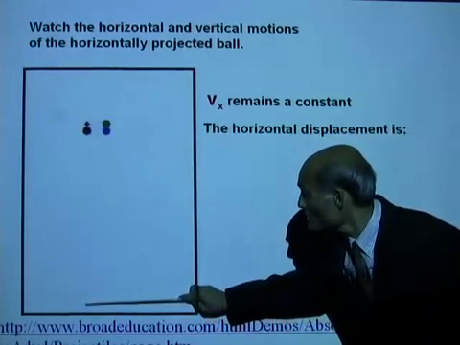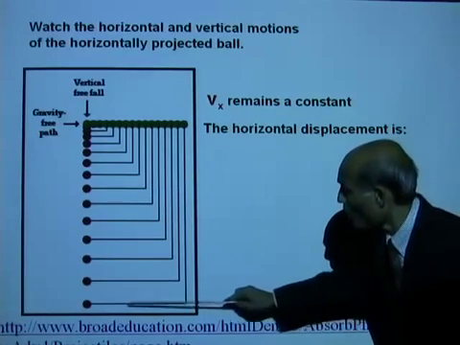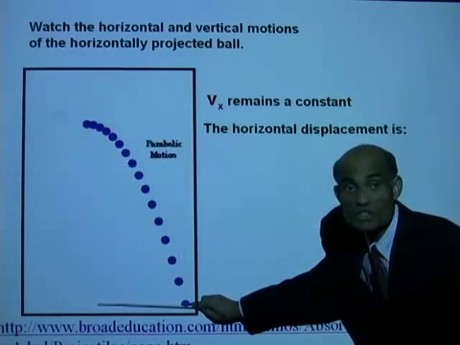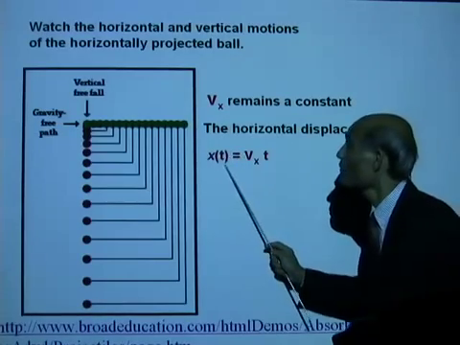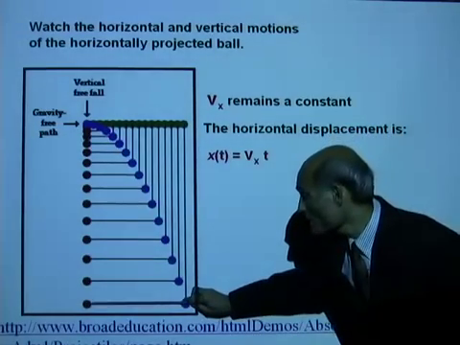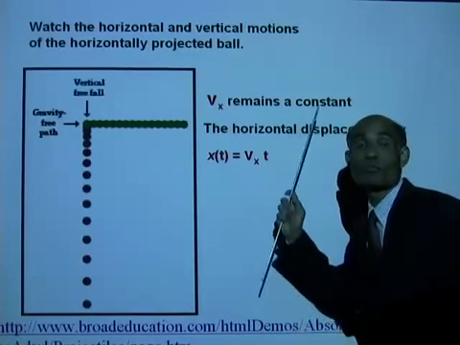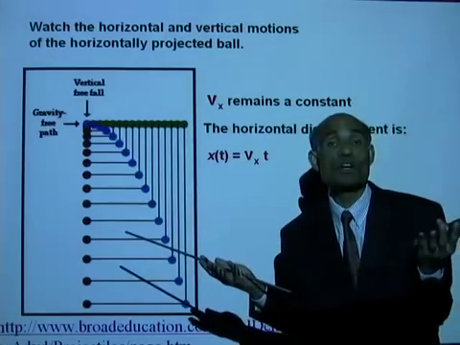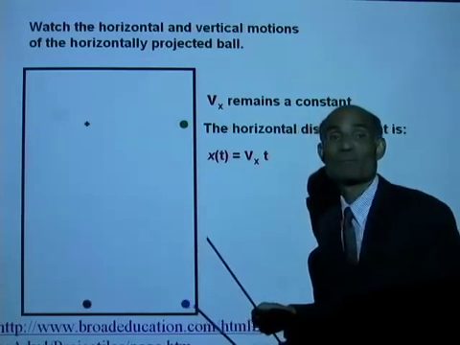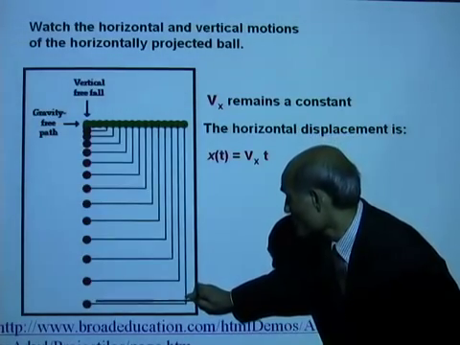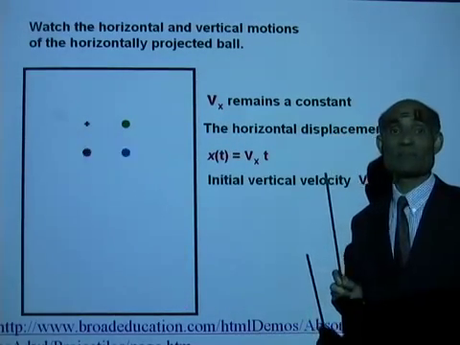What is the horizontal distance at which the ball is going to fall? You see, this distance is traveled with a velocity Vx. Therefore, the horizontal displacement x of the ball is that uniform velocity Vx multiplied by time. There is no acceleration. So 1/2 a t squared is 0. The horizontal displacement of the ball is Vx multiplied by t.